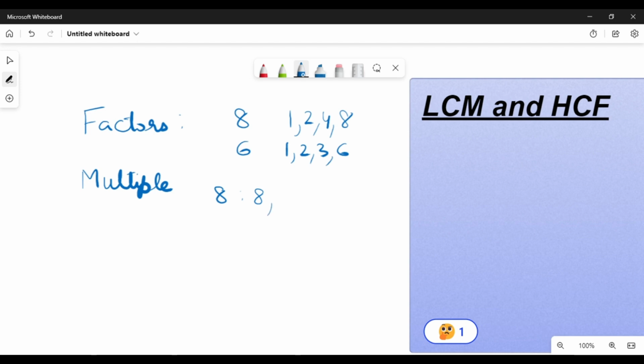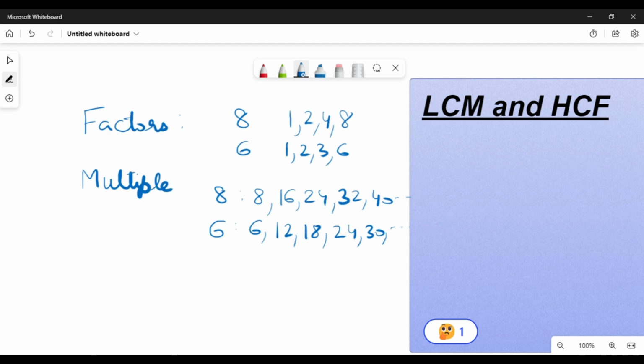It will be 8, 16, 24, 8 3s are 24, 8 4s are 32, 8 5s are 40 and so on. All these which come in the table of 8 are multiples of 8. Suppose I want to write multiples of 6. It will be 6, since every number is a multiple of itself, 12, 18, 6 4s are 24, 6 5s are 30 and so on. All these are multiples. It is very clear. Factor means smaller and multiple means bigger.